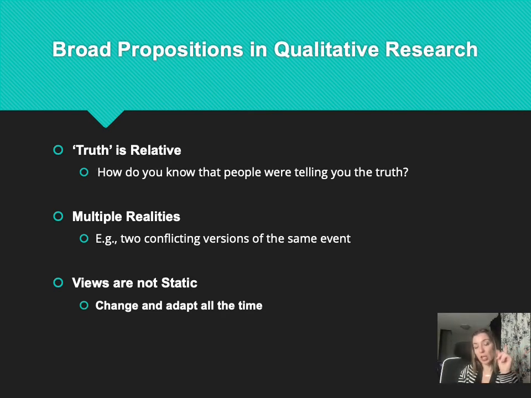Multiple realities exist, not just one. You can have two conflicting versions of the same event. You can have people who will tell you that the pandemic was very, very good for them, and then people who will say that the pandemic was negatively affecting every aspect of their life. Well, what is the truth then? There are multiple truths, and we welcome multiple truths. And views are not static, which means that they change and adapt all the time. It's based on the context too, and the time of the day, and your views can change with the location, the time, and all that stuff.